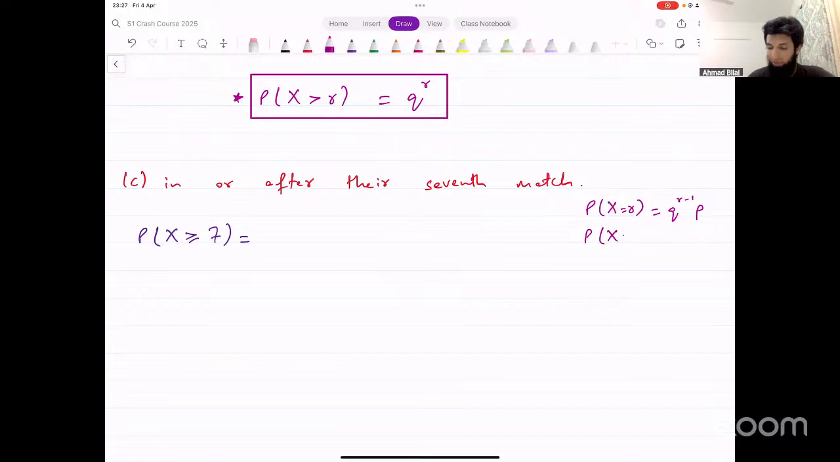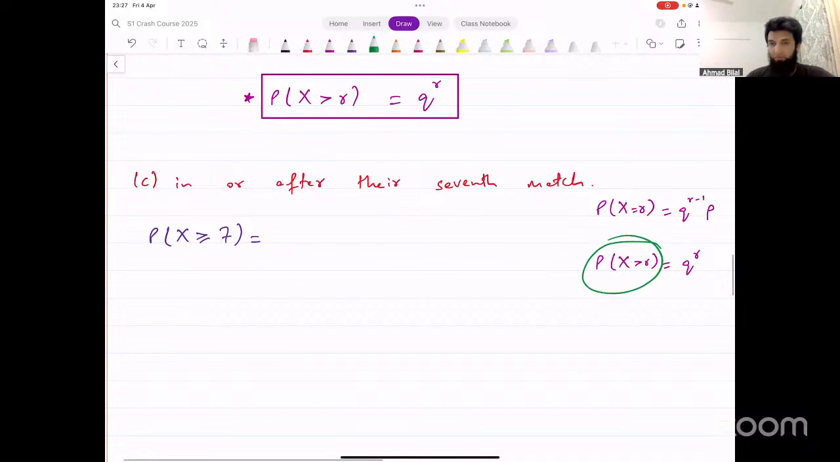And the other formula that we also know now is X greater than R, the probability for this is Q raised to power R. Whenever we have an inequality in a geometric distribution, we will convert that to this form. Whatever inequality it is, we will switch it around so that it converts to this form and we can use this formula.